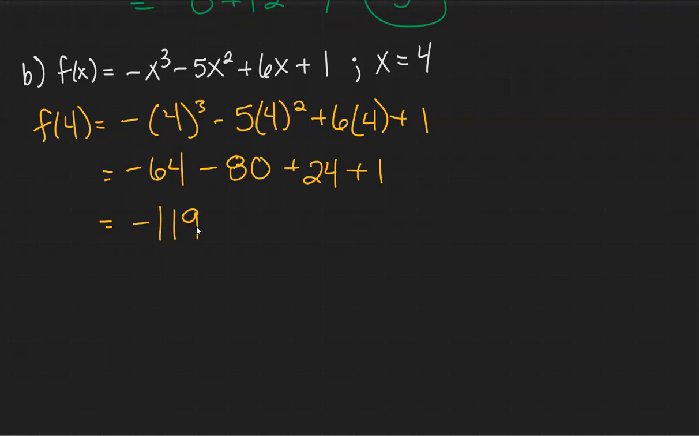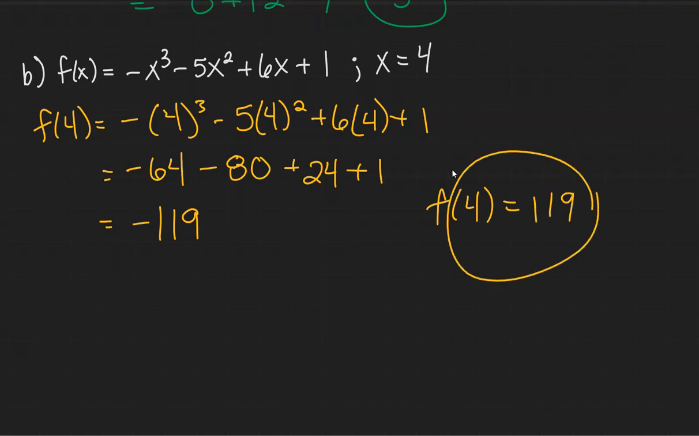I'm going to double check really quick just to make sure that I didn't press any wrong buttons, because the buttons on this calculator tend to be a little annoying. Okay, yeah, we're good. So f of 4 is equal to negative 119. All right, so hopefully that should be a review for you.